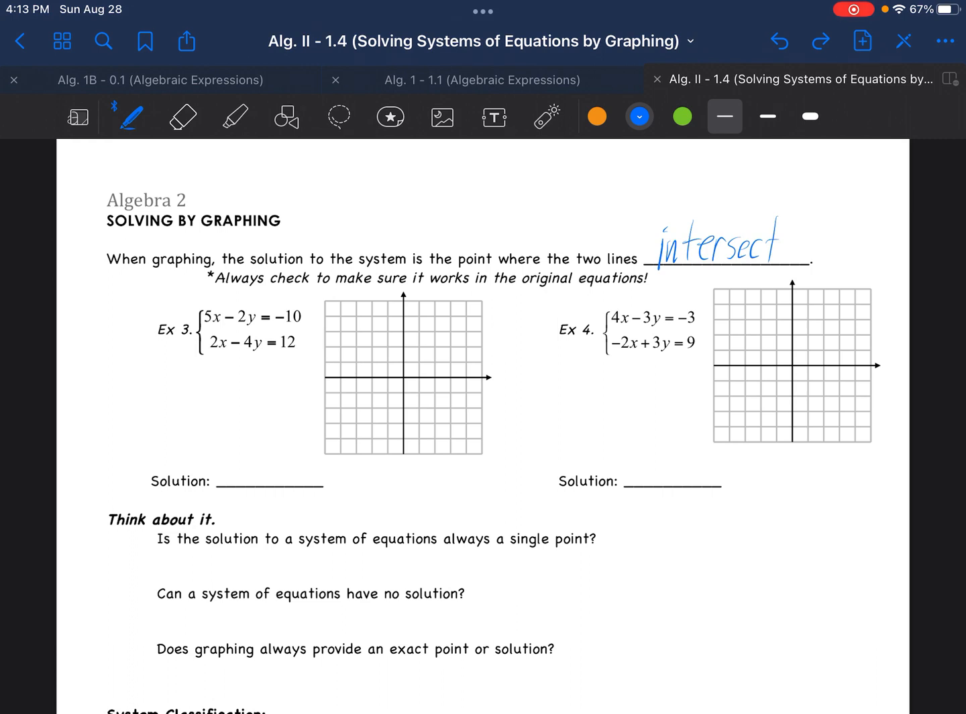So, in order to solve this system by graphing, we're going to graph both equations like we did in the warm-up. So let's just start doing it one at a time. So let's graph this first equation. And we're going to do this one in blue and the other equation in orange.